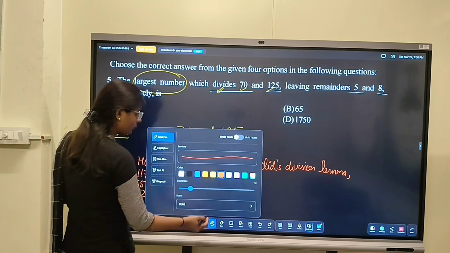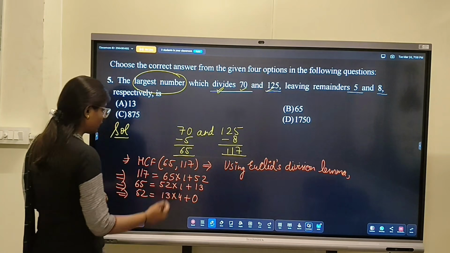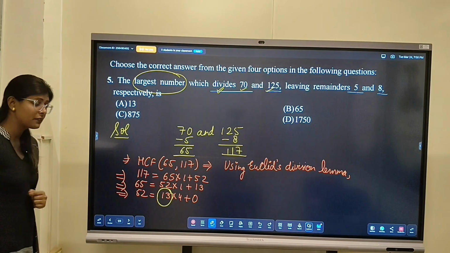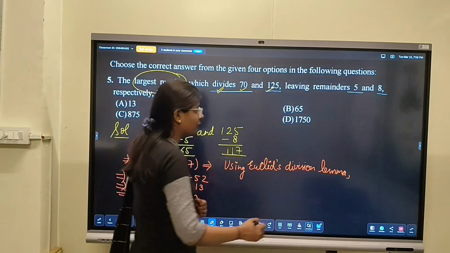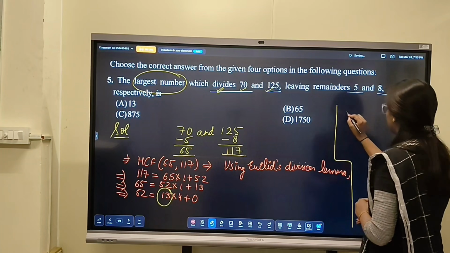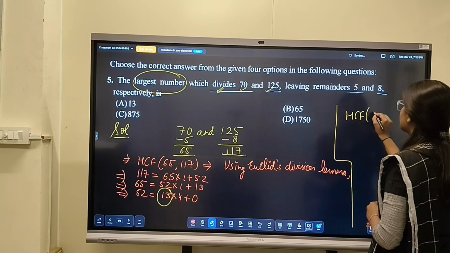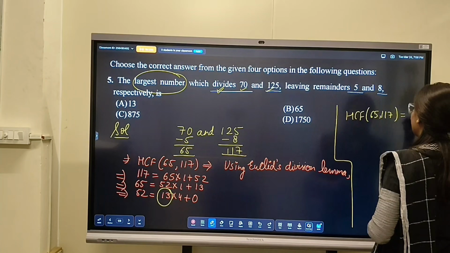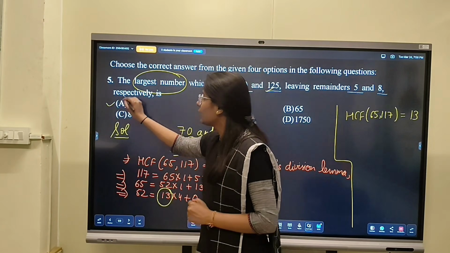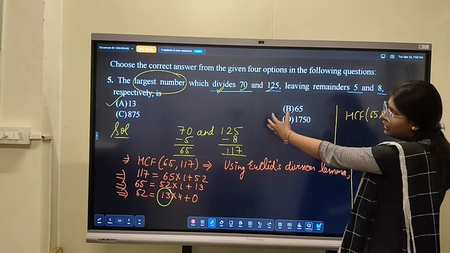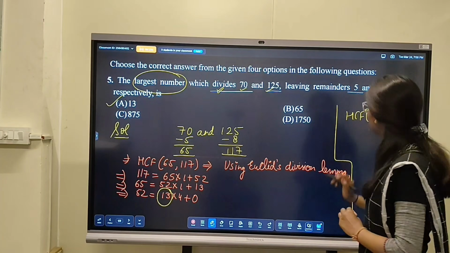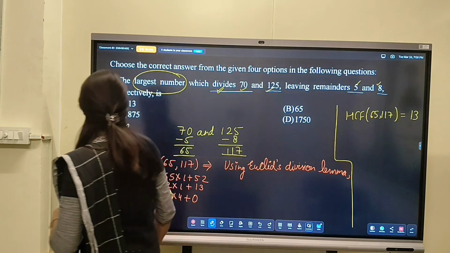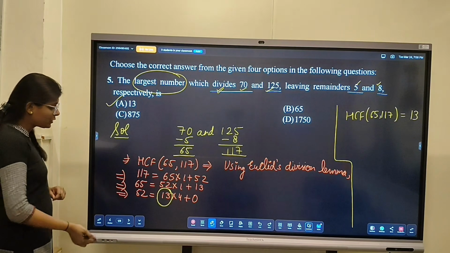Since here we have used 13 as the last divisor, our HCF for 65 and 117 would be nothing but 13. That is option number A. And when you divide 70 and 125 by 13, you will be getting the remainders 5 and 8 respectively. That is how you can check your answer. Now, we are moving to the next question.